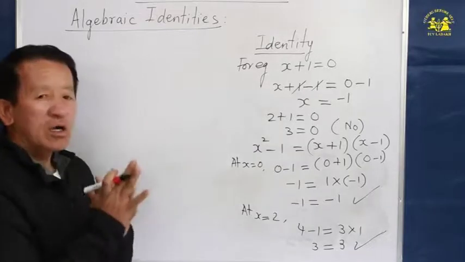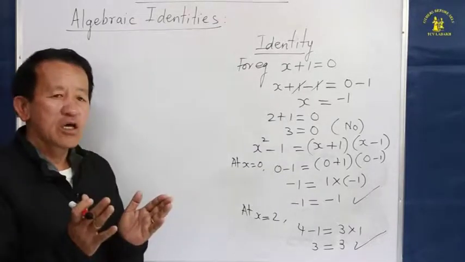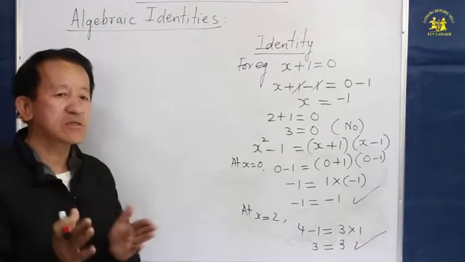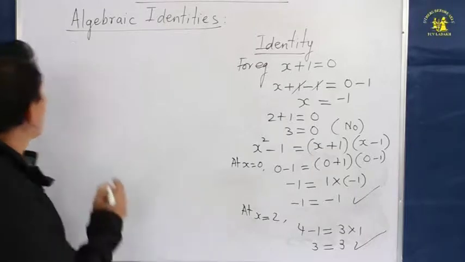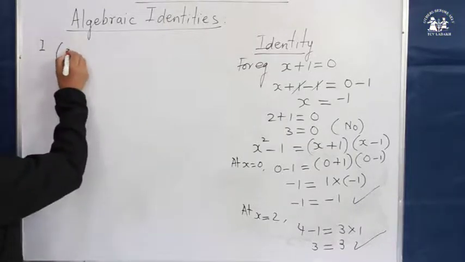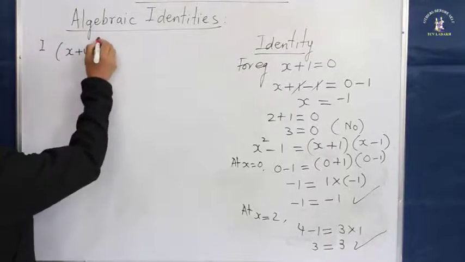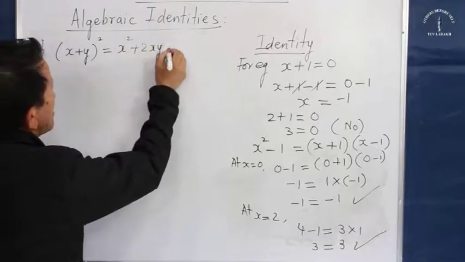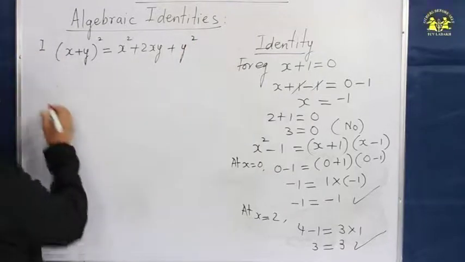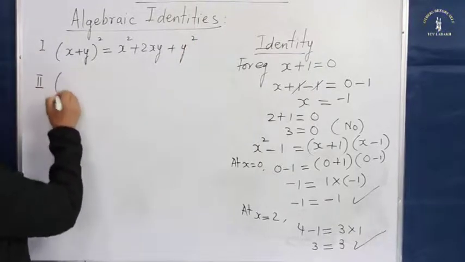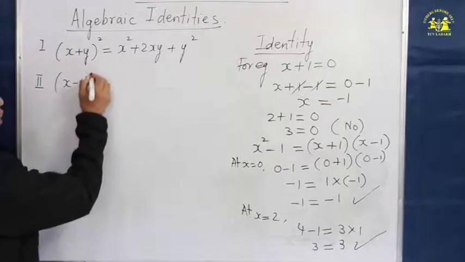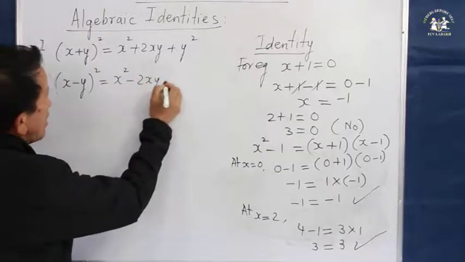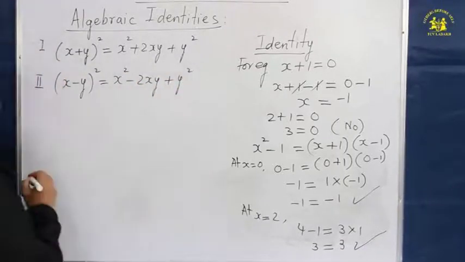So today we are going to discuss some of the algebraic identities which you have already studied in class 8. They are: x plus y whole squared is equal to x squared plus 2xy plus y squared. The second identity is x minus y whole squared is equal to x squared minus 2xy plus y squared.